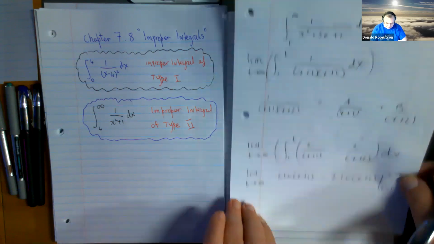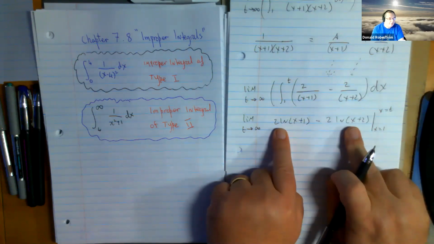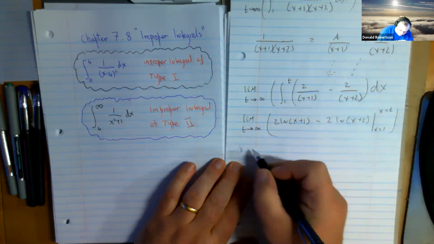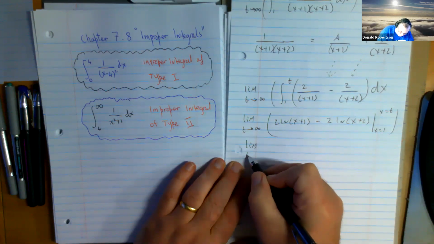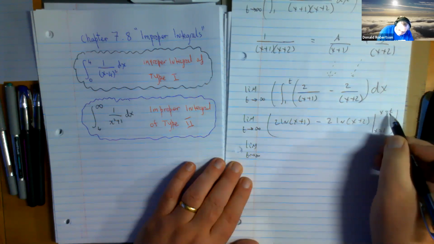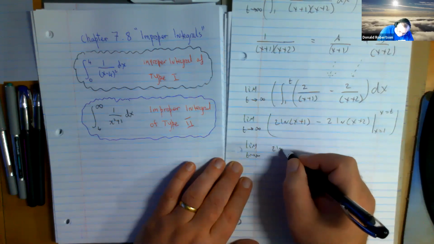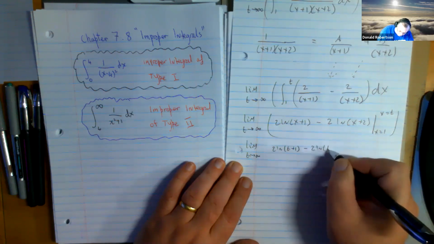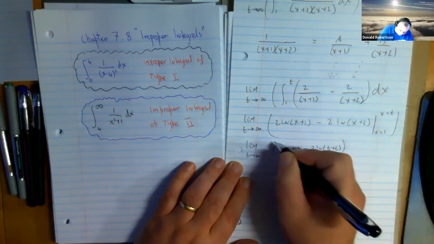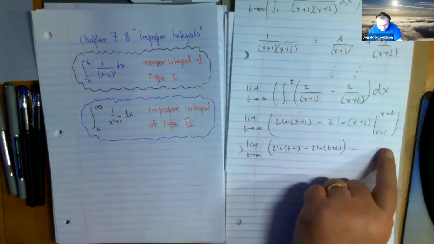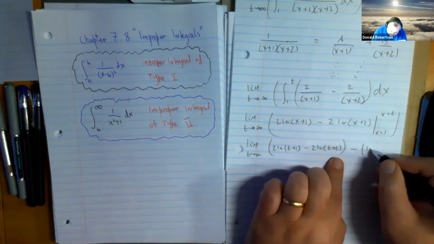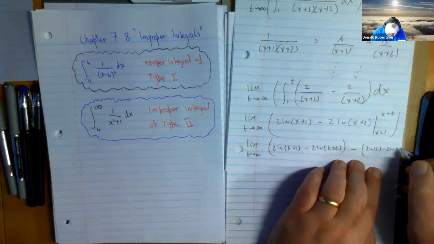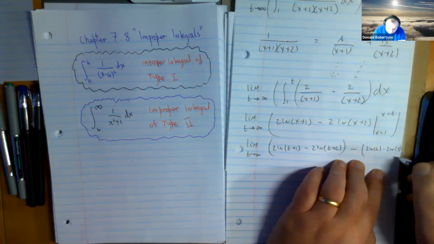Are you comfortable that if it was these fractions, those would be their antiderivatives? Then the next stage would be to plug in t. So what's that? 2 natural log of t plus 1, take away 2 natural log of t plus 2. Subtract. If you plug in 1 here, you get 2 log 2, take away 2 log 3.